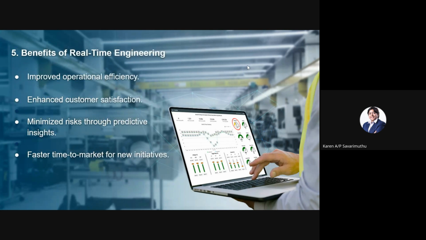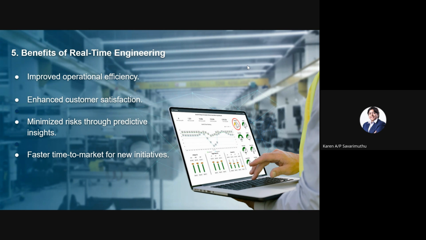And of course, a lot of people would ask me, what are the benefits of real-time engineering? They're talking about real-time in a few seconds, in a few minutes, and all that. Definitely, if there's no benefit, no one is going to look into it, right? So why we want to talk about the benefits of real-time engineering is, number one, you're going to improve your operational efficiency. This is very important, because if you can improve your operational efficiencies, you will get more business. When you get more business, of course, the company is able to take care of you better, right? So the thing is, efficiency actually pays off, right?